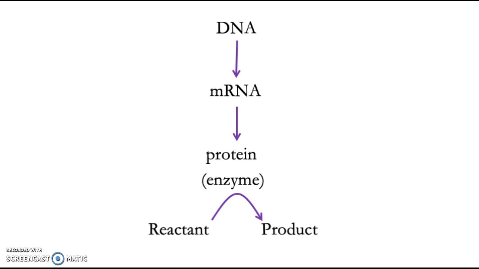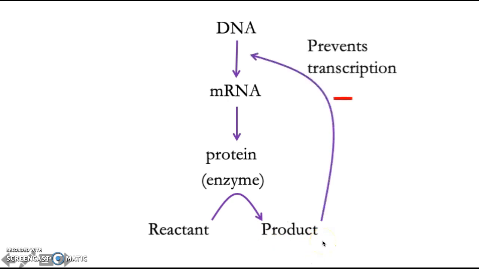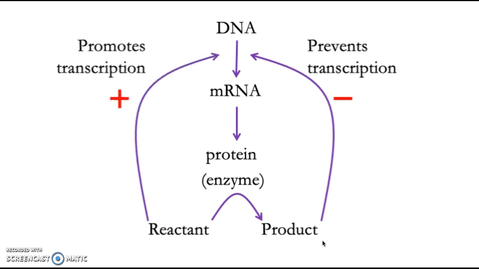In the case of gene regulation, typically if you have enough of a product, then that product is going to be able to prevent transcription, and in that way this is a negative feedback loop, because when you have too much product, then you can do something to bring that level back down. On the reverse side, if you have a reactant that needs to be broken down, that is going to promote transcription, because then you're going to want the enzyme that's capable of breaking that reactant down.